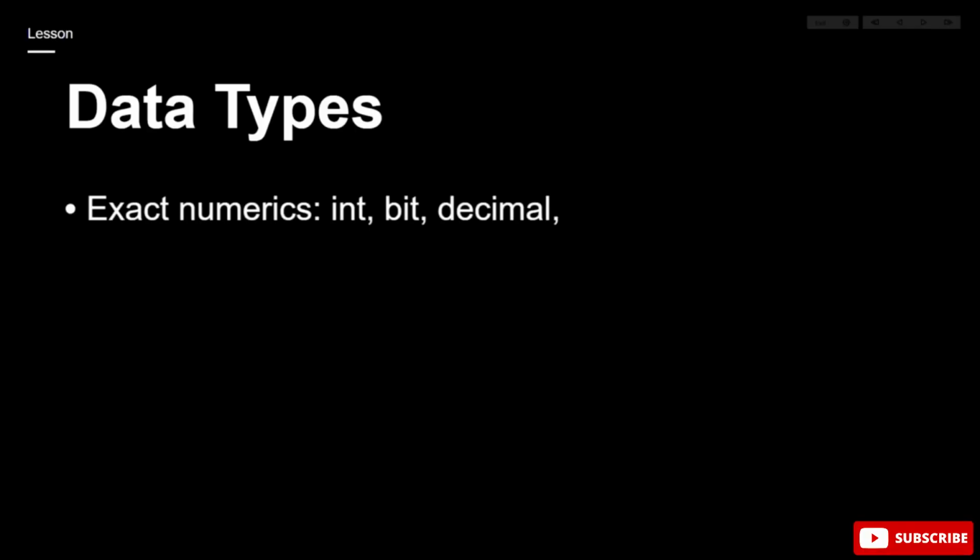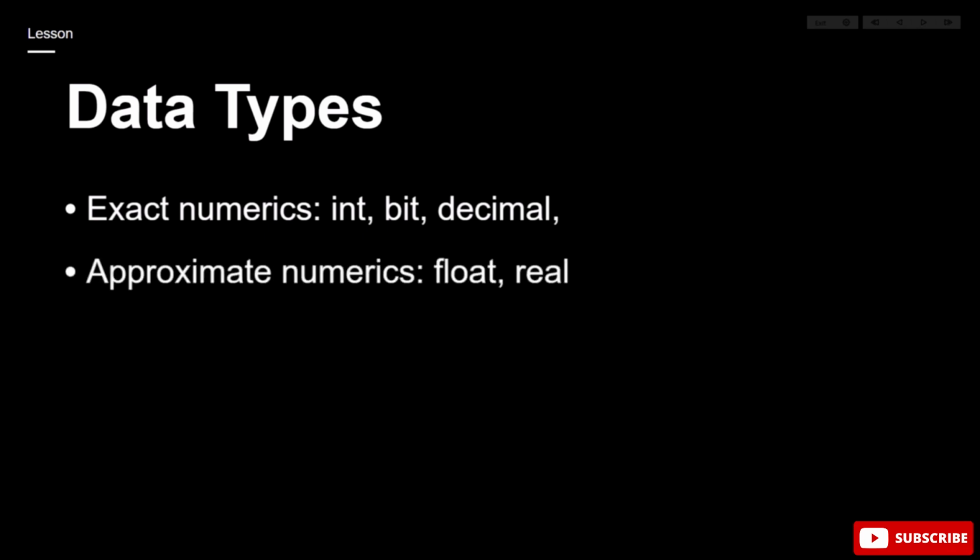Hi everyone, welcome to this lesson about data types available in SQL. The first type is called exact numerics, like integer data type, bit data type, decimal data type, and a lot more. The next one is called approximate numerics, like floating point numbers or float, real. And the next one, date and time to represent date and time formats, like the date data type, or you can use time data type or datetime, and a lot more also.